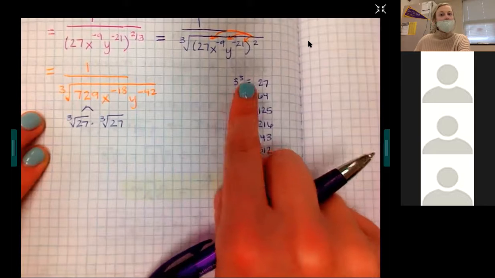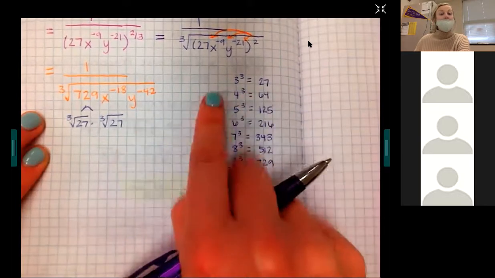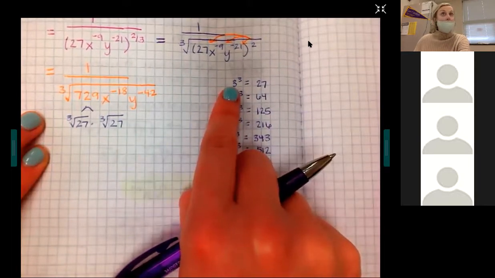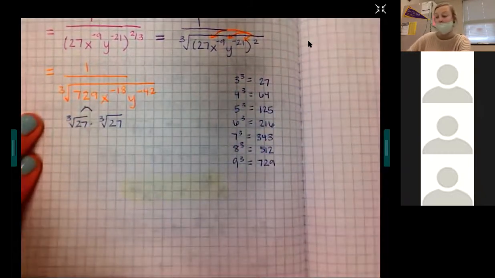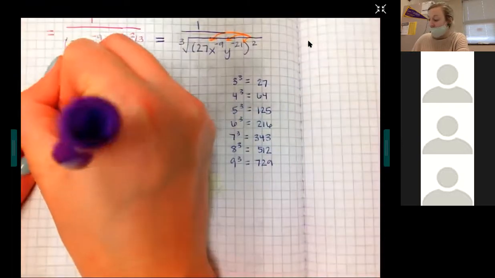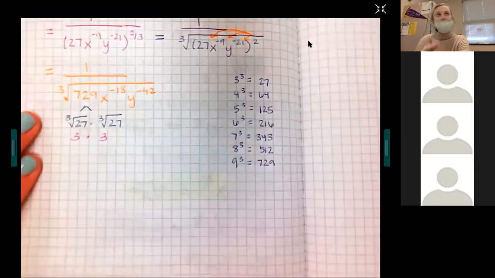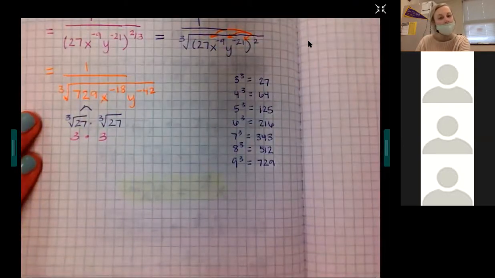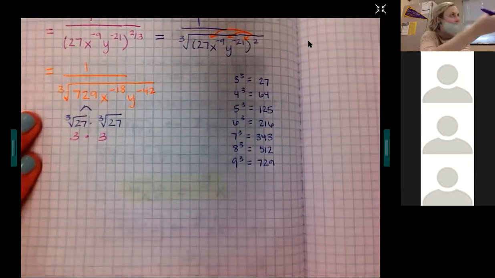3. Look, 3 cubed is 27, which means the cubed root of 27 has to be 3, right? Means you have 3 3. So everybody look. If this is a whole 3 and this is a whole 3, what is 3 times 3? So the cubed root of 729 should just be 9.